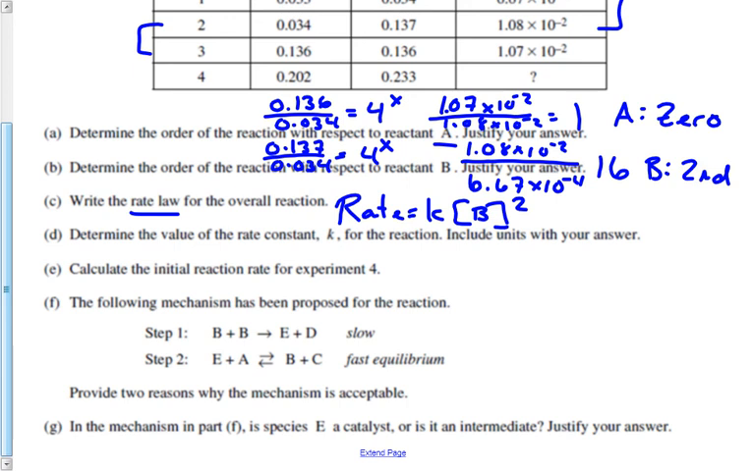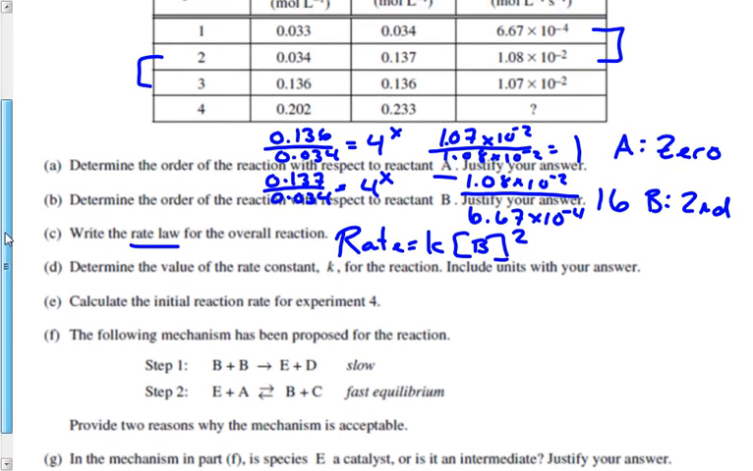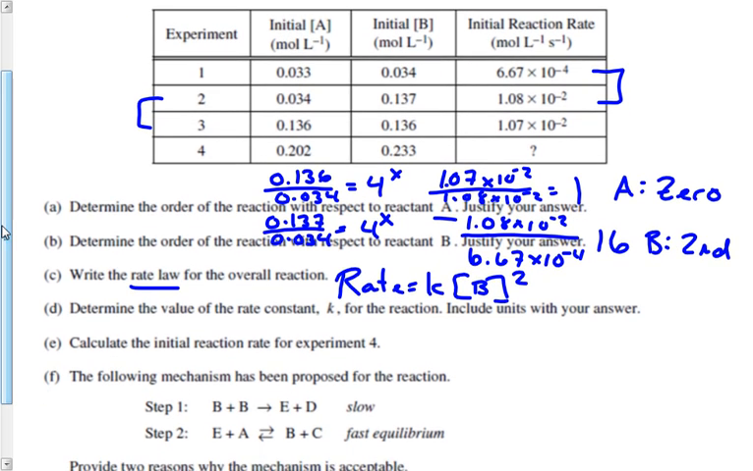D, determine the value of the rate constant for the K reaction, and include units. What do I have to do now? I plug it in from any experiment I want, right? Because now I have the rate. The rate is the final part. I have concentrations. I'm going to pick the first equation. This is just usually easier that way.